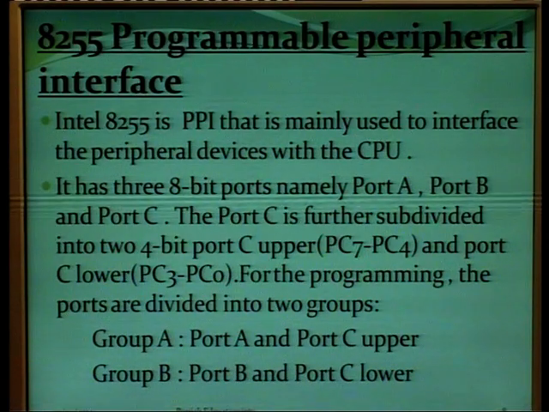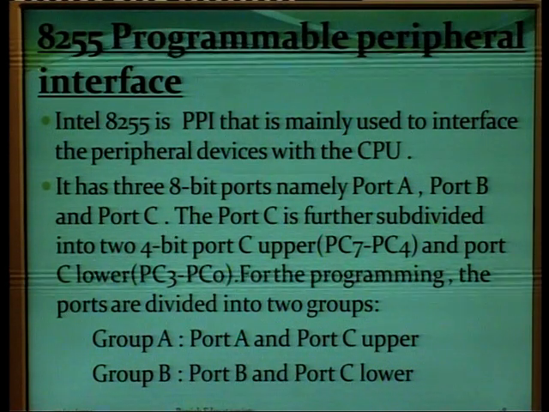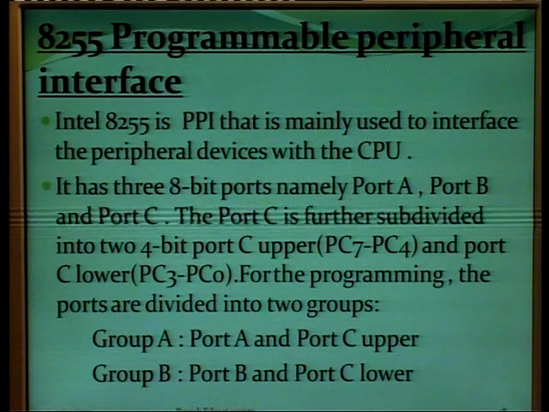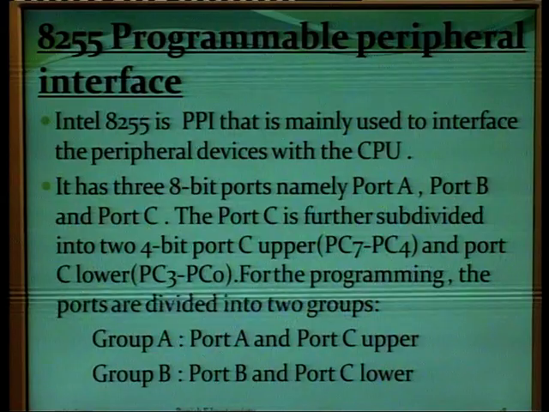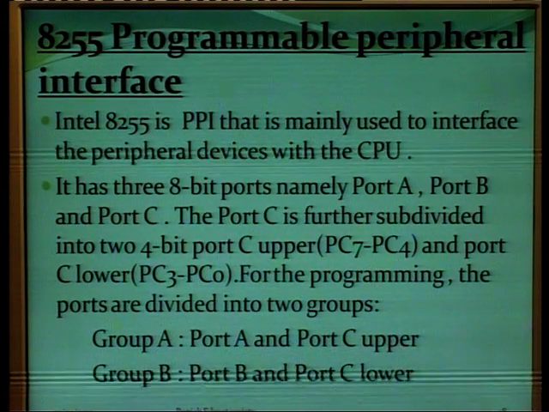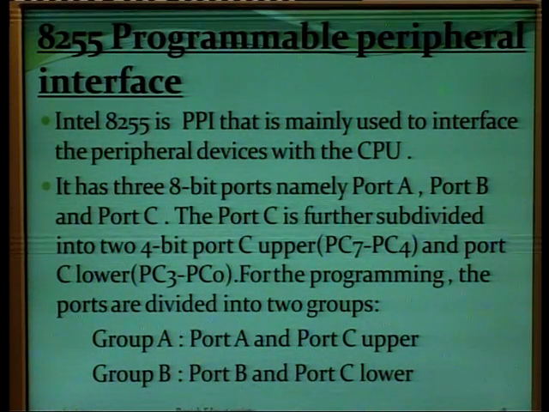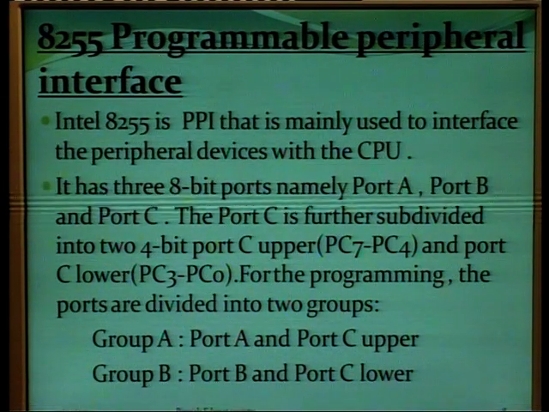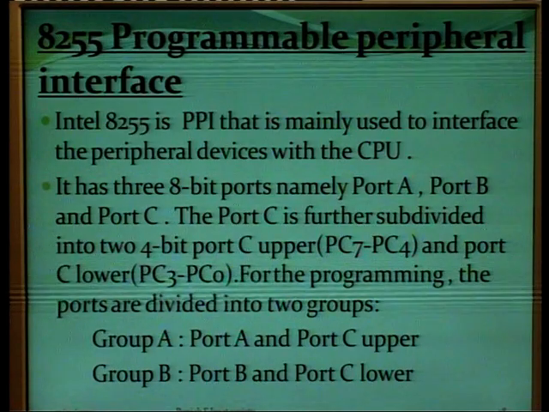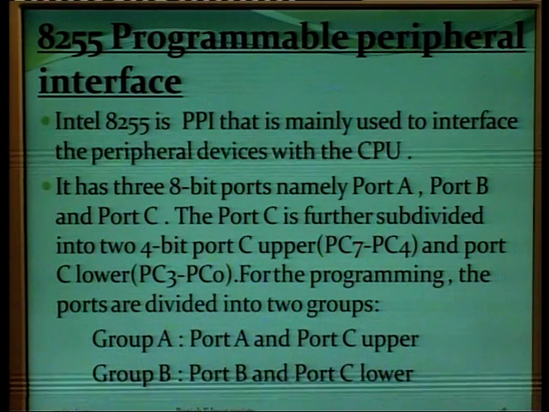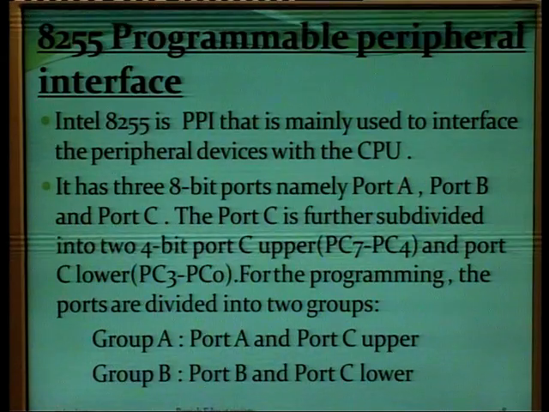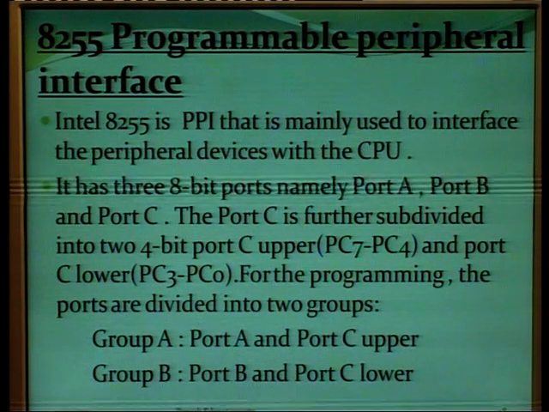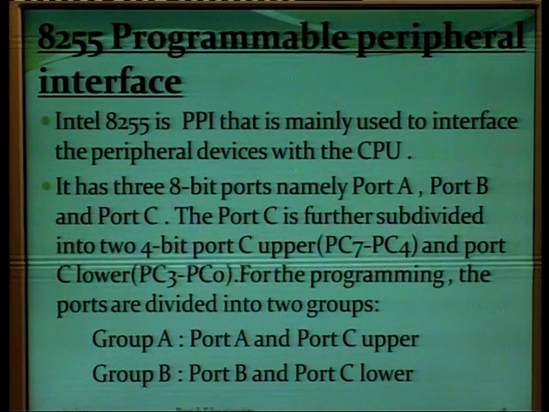The 8255 is PPI, programmable peripheral interface, mainly used to interface peripheral devices with the CPU. It is having 3 8-bit ports, namely port A, port B and port C. Port C is further subdivided into 2 4-bit ports, port C upper which contains PC4 to PC7 and port C lower which contains PC0 to PC3.